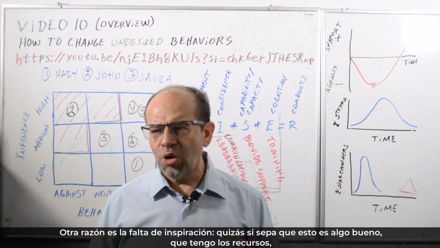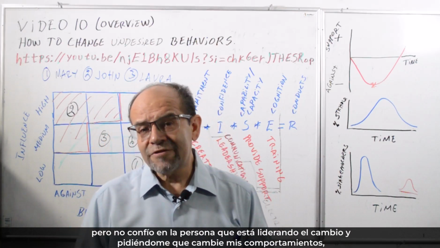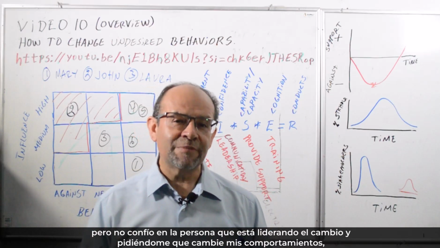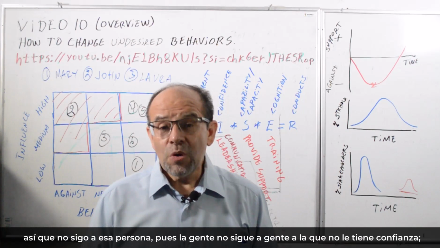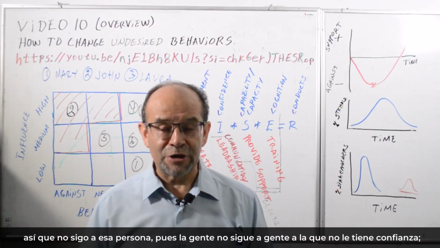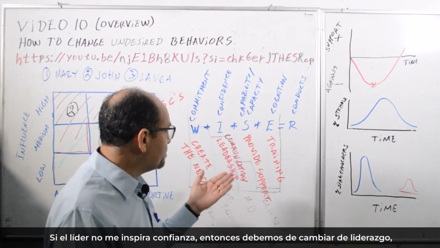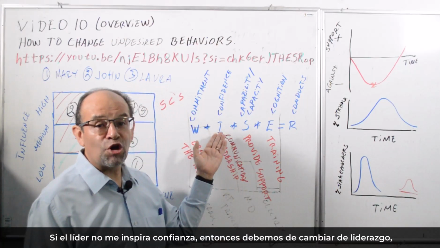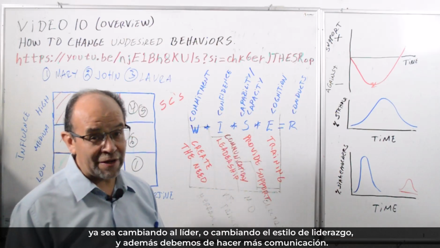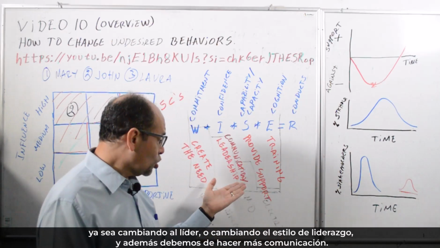Maybe I know that this is good and that I have the resources and everything, but the person that is leading the change, the person that is asking me to change my behaviors, I don't trust that person. I don't follow that person, because people don't follow people that they don't trust. That person is not inspiring me confidence. If that is the case, then we have to change the leader, or we have to change the leadership style, and also we have to add more communication.